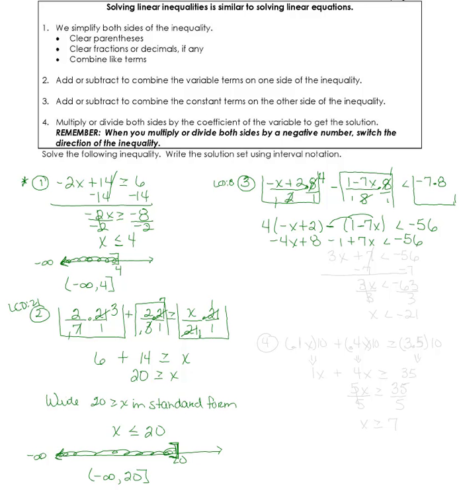All right, combine your x's. Negative 4x plus 7x. 3x. 8 minus 1. It's less than negative 56. Subtract 7. 3x is less than, what's that? 63.